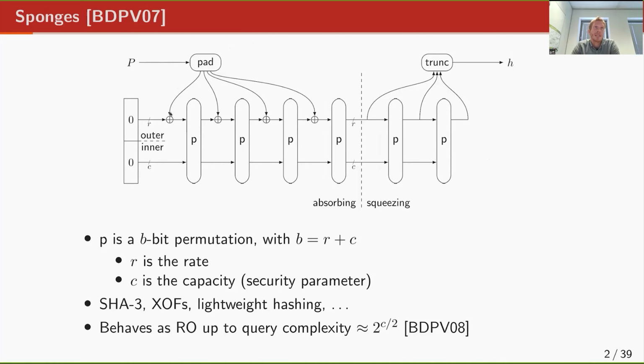If you have to hash a message, a plain text P, it is first padded injectively and then split into R-bit blocks, which are processed R bits at a time. So you absorb R bits, you permute, you absorb R bits, you permute, etc., until the last bit of the plain text is absorbed, and then you start squeezing R bits at a time, just as much as you need. It's a very popular design. It's used in SHA-3, for instance. The XOFs in SHA-3 use this idea. Many lightweight hash functions follow this idea, and it was proven that if the permutation is a random permutation, this construction behaves like a random oracle up to 2 to the C over 2.